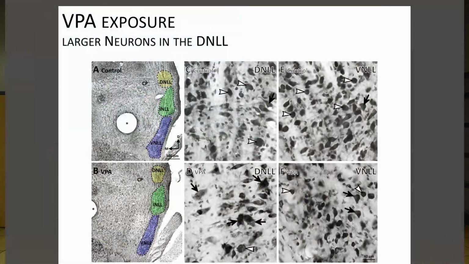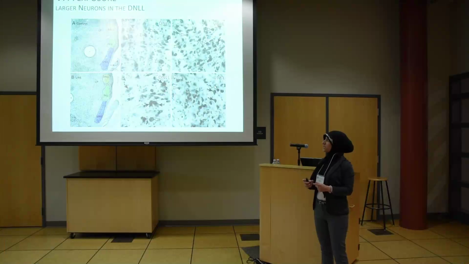So we also looked at the nuclei of the lateral lemniscus. In yellow here is the dorsal nucleus of the lateral lemniscus, green is the intermediate nucleus of the lateral lemniscus, and blue is the ventral nucleus of the lateral lemniscus. And just like in the central nucleus of the inferior colliculus, we found that the overall size of the nucleus was significantly smaller following VPA exposure, and that's shown in B compared to A.